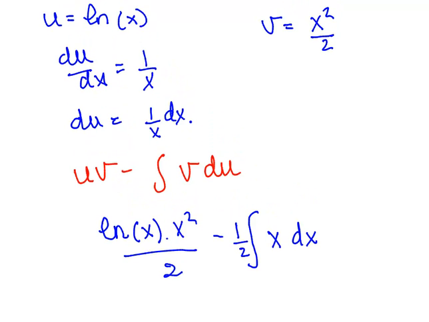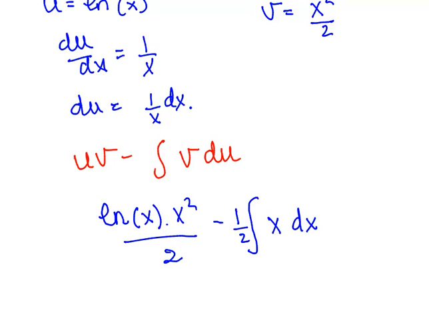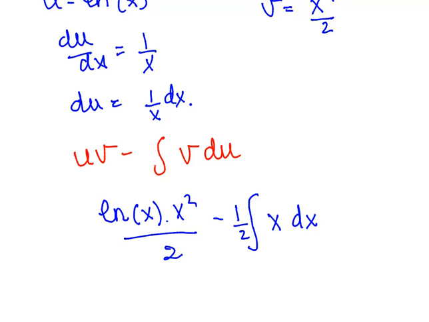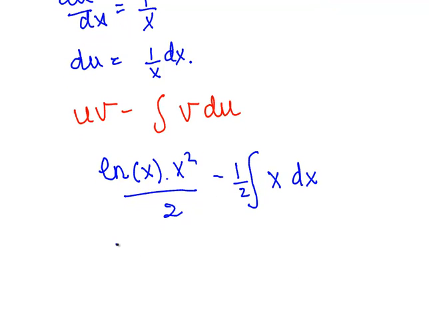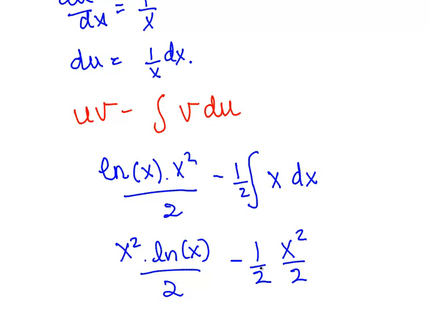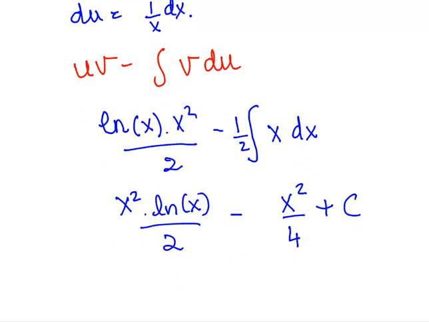So x squared over 2 times log of x, I'm just reordering the first component there, minus 1/2 times x squared over 2. Let's multiply the half by the x squared over 2. That gives us x squared over 4, and plus c. Okay, so that's 3 integration by parts questions there. That's a lot done. We'll leave it there. We'll do another one very similar shortly.